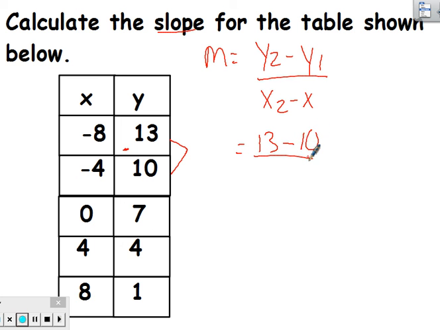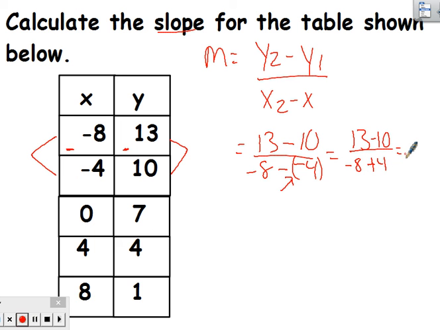And then we can go to the left side where our values of x are. We can put a minus sign between those. And we can write negative 8 minus negative 4. Let's make sure we get rid of our double negatives here. So on the top, we're okay. 13 minus 10, no double negatives in the middle, but on the bottom, it should be negative 8 plus 4.